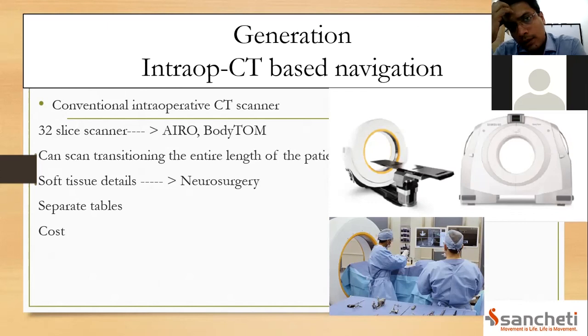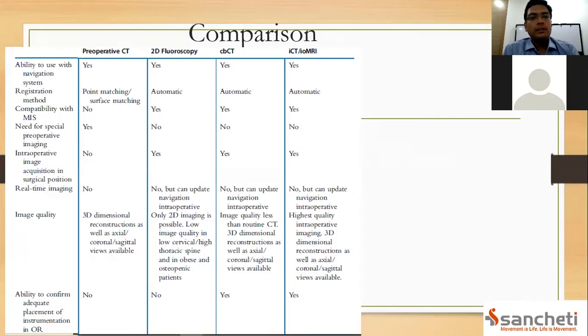With the intraoperative CT scanner, I think you get better soft tissue details. You can have larger fields of scan as opposed to the O-arm. So those are some of the advantages. Obviously, the cost of the intraoperative CT-based navigation system can be pretty high. So this is a quick comparison of the different generations, or the evolution, of navigation systems.